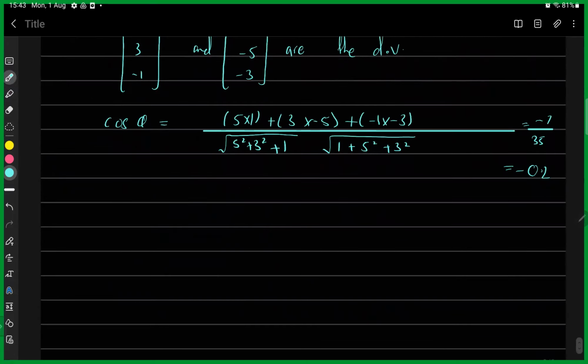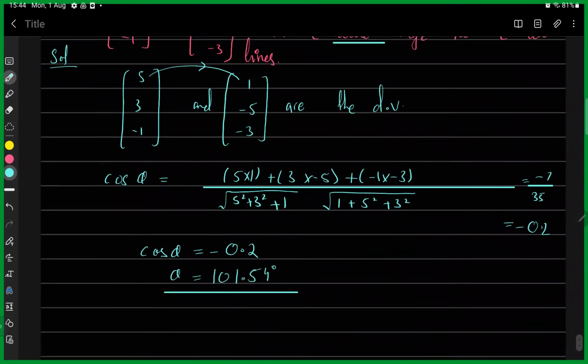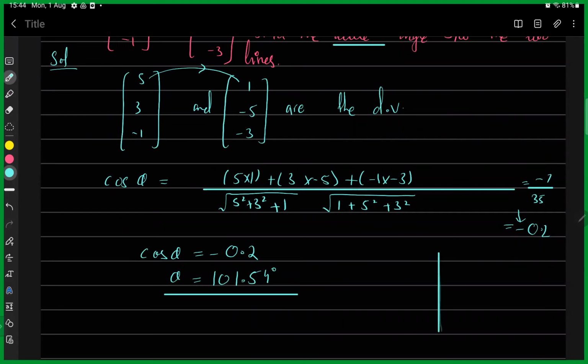So this is basically cos theta equals negative 0.2. For theta, we are going to take the inverse of cos, and theta turned out to be 101.54 degrees. Now, do you guys think this is the correct answer? We have talked about trigonometry already, and here it was clearly mentioned that we need to find out the acute angle. Since cos theta was negative, this means that this value is in the second quadrant. Cos is negative in the second quadrant and in the third quadrant. So 101 is basically in the second quadrant.